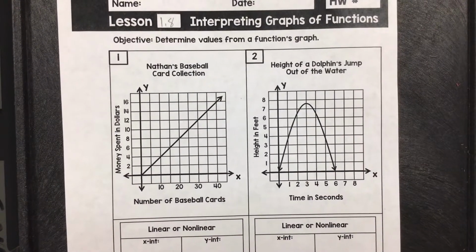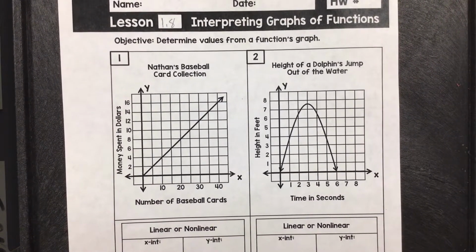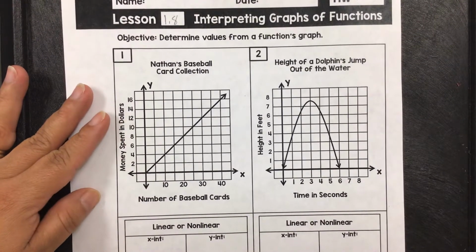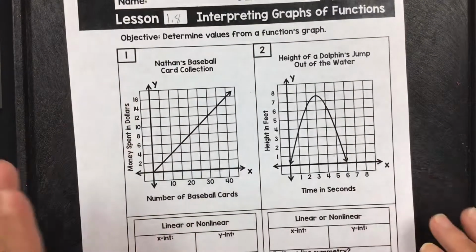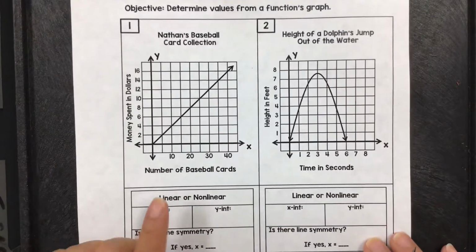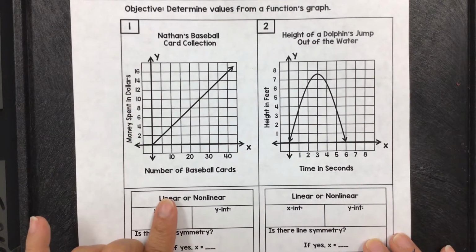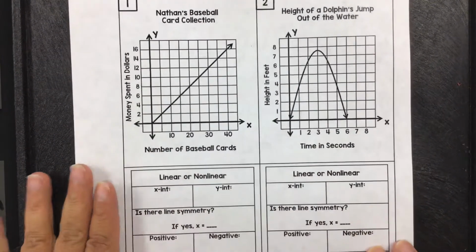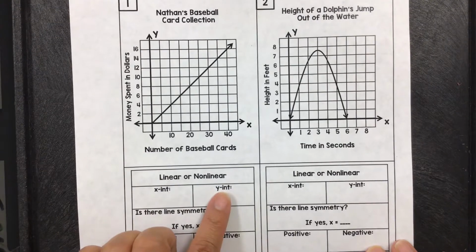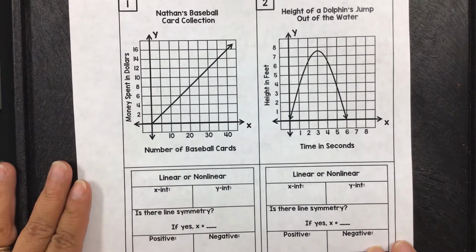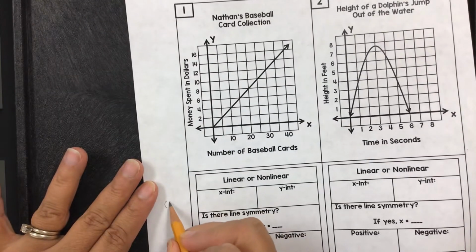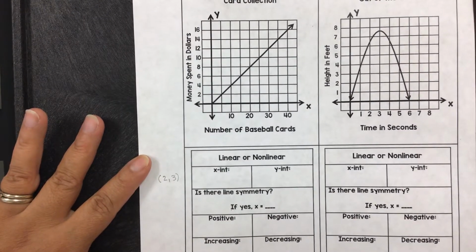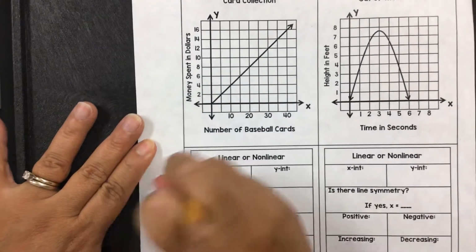This is clarification for the homework on section 1.8. What we need to see is how I want the answers. You've got two different scenarios. Please read those scenarios, and you're going to tell me if it's linear, which means a line, or nonlinear, anything besides a line. For the x-intercept and the y-intercept, I want ordered pairs. So I'm looking for something like this, so it can give me the intersection of the x and y axis.